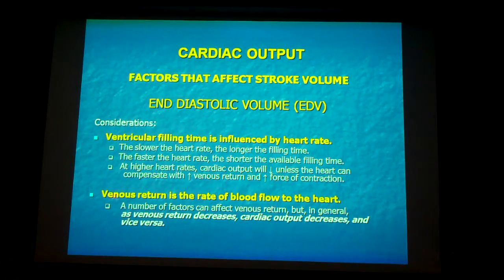All right, now, venous return is just a term we use to measure the rate of blood flow back to the heart from the body. So venous return to the heart, we're talking about blood returning back to the heart. A number of factors can affect venous return, but in general, as venous return decreases, cardiac output decreases, and vice versa. As you increase venous return, usually cardiac output increases.